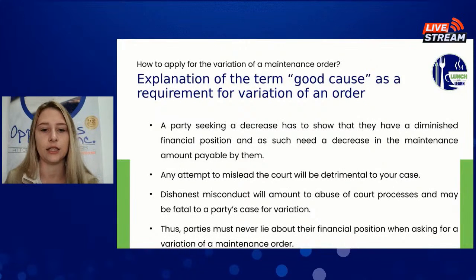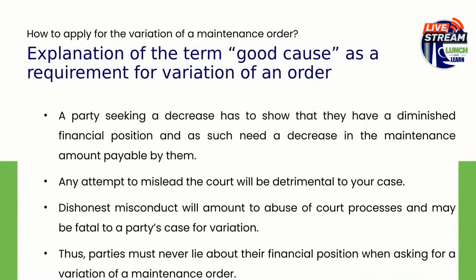So a party seeking a decrease has to show that they have a diminished financial position and as such need a decrease in the maintenance amount payable by them. This we have discussed. Any attempt to mislead the court will be detrimental to your case. As I've said, misleading the court includes lying about your financial position or lying about the expenses, lying about your income, because dishonest misconduct will amount to an abuse of court processes and may be fatal to a party's case for variation. Thus, the parties must never lie about their financial position when asking for a variation of a maintenance order.